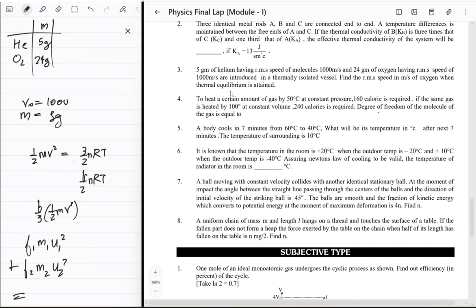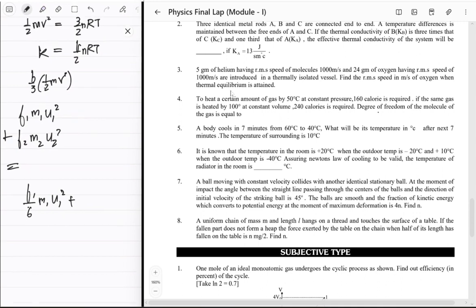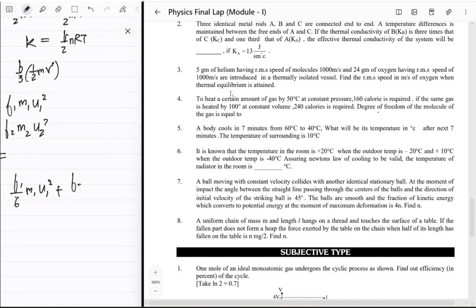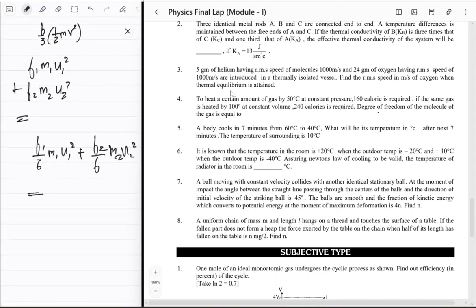So half mv square is equal to 3 upon 2 nRT, and so total kinetic energy रहेगी, that's just equal to f upon 2. So basically f upon 3 of this guy. So f upon 6 times m1 u1 square plus f2 upon 6 m2 u2 square. That's just equal to total kinetic energy, so जब temperature तुम लोगों का same हो जाएगा, average kinetic energy same होनी चाहिए, right? Yeah, so it just depends की number of moles कितने.